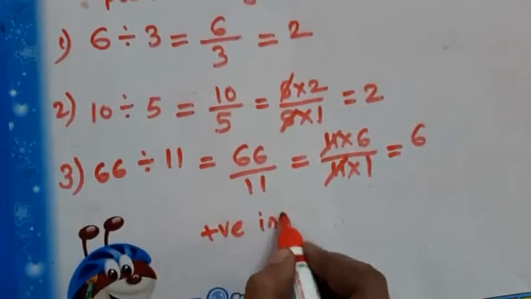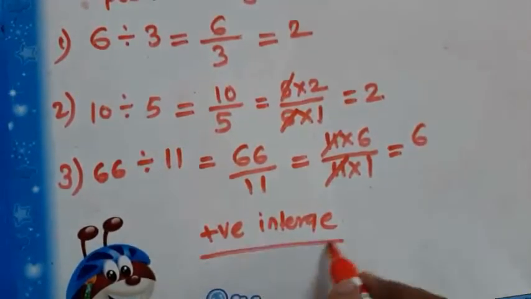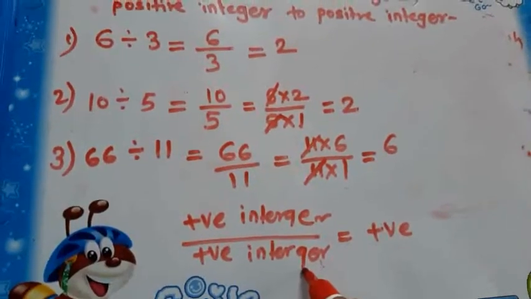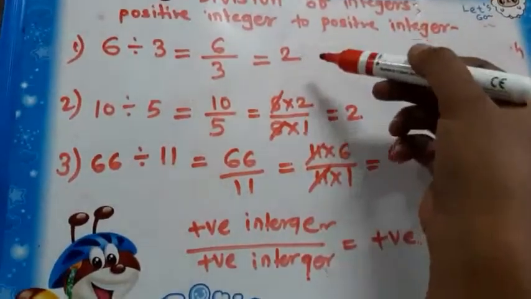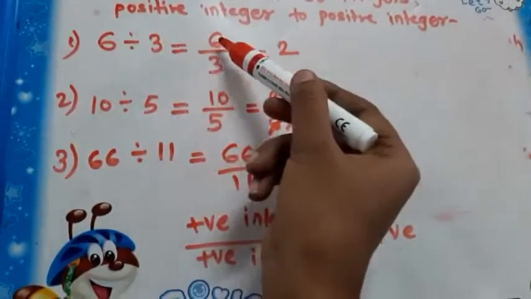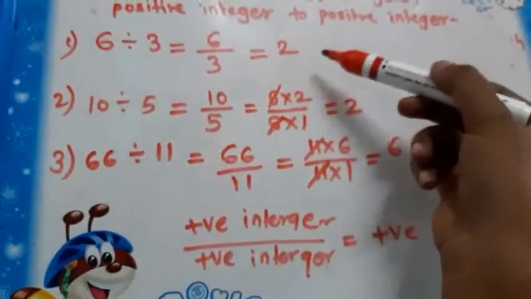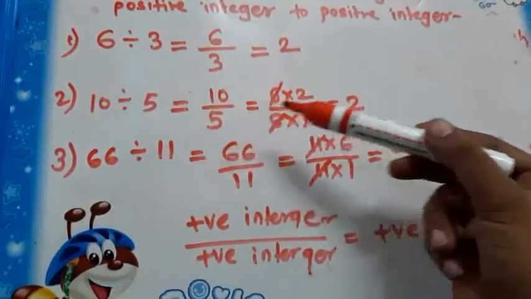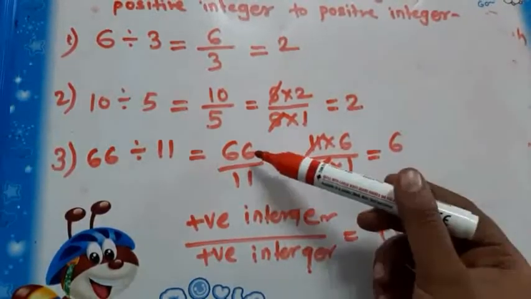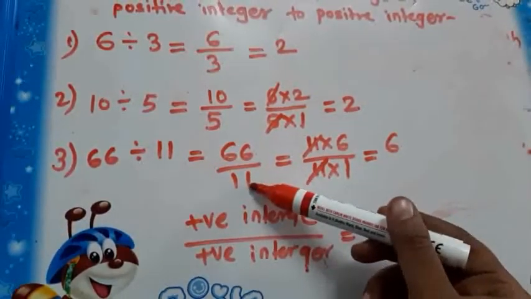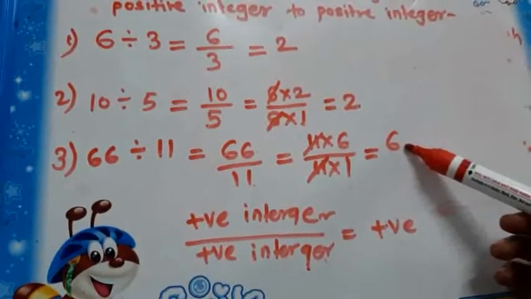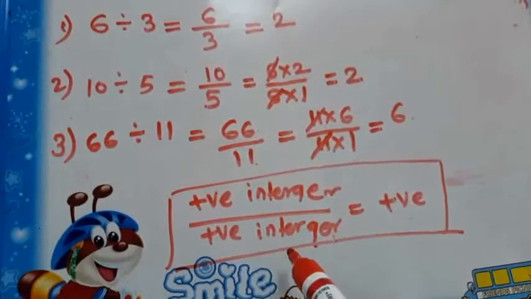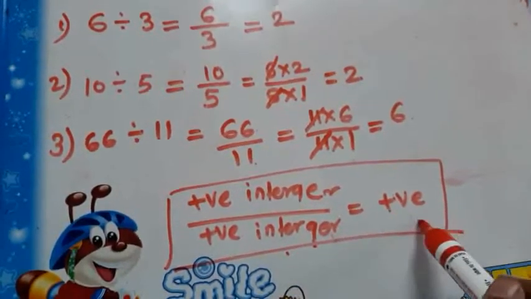So here what result have we got? A positive integer divided by a positive integer. What will be the answer for this? Just check these results. Positive integer divided by positive integer, answer is positive. So we got this result: positive integer divided by positive integer, answer will be positive.